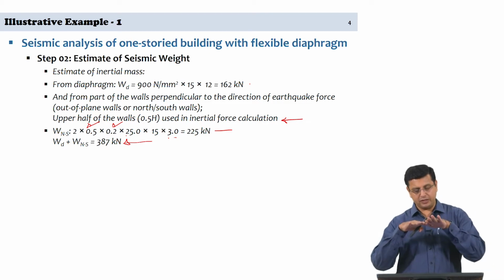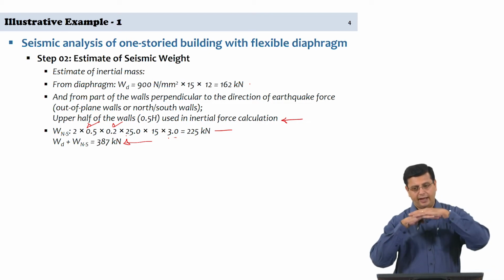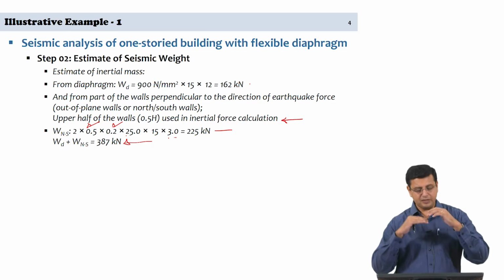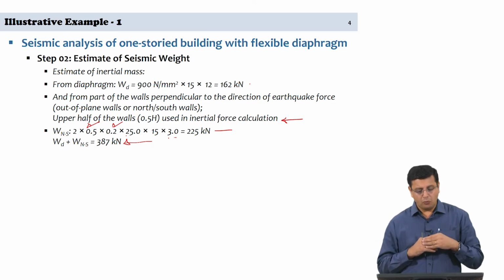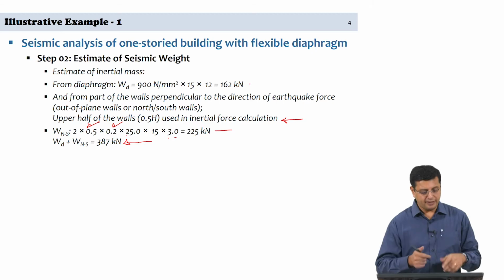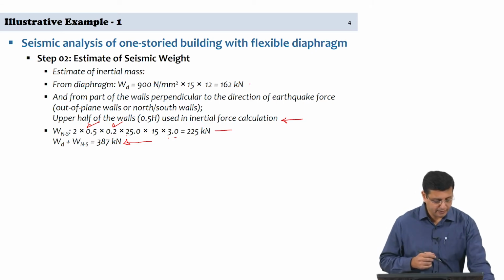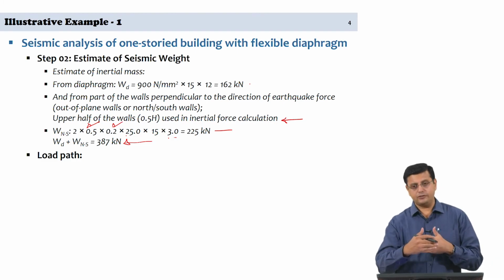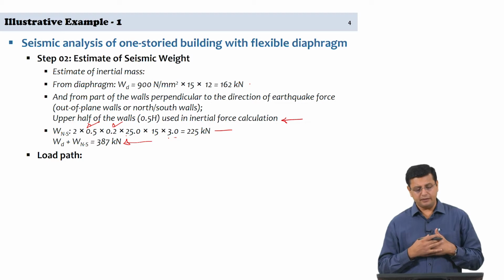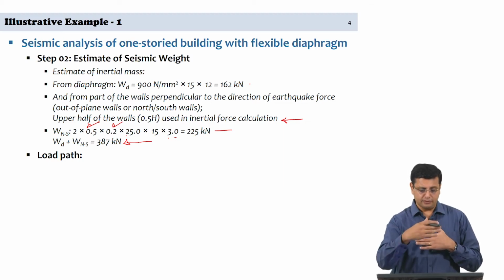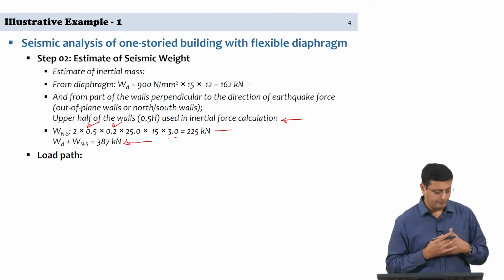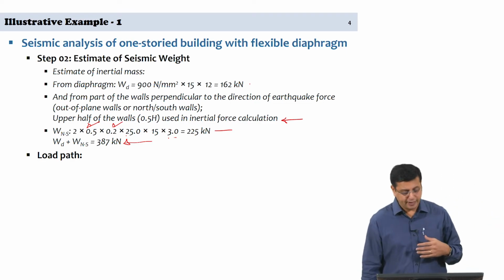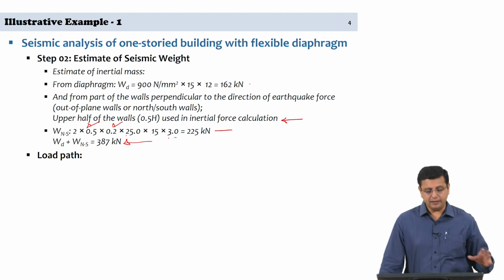Now, we have calculated the weight of the diaphragm and the superimposed weight coming onto the diaphragm, and then 1/2 of the walls perpendicular to the direction of the earthquake force, and that sums up to 387 kilonewton. Now, it is important why I have assumed only the weight corresponding to the diaphragm and the walls perpendicular to the direction of the earthquake action in calculating the seismic weight of the structure.